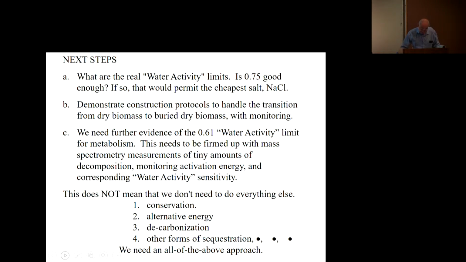So what are the next steps? Certain scientific things we still need to study. For example, how low does the water activity really have to be? For example, if instead of 0.6 we can get by with 0.75, which is kind of nice because then you can use ordinary salt for that. And then how do we deal with the transition from dry biomass to bury it dry? There's always a danger. What if there's a rainstorm, etc.? And so there are questions of how to sequence the construction, etc., of the bio landfill.